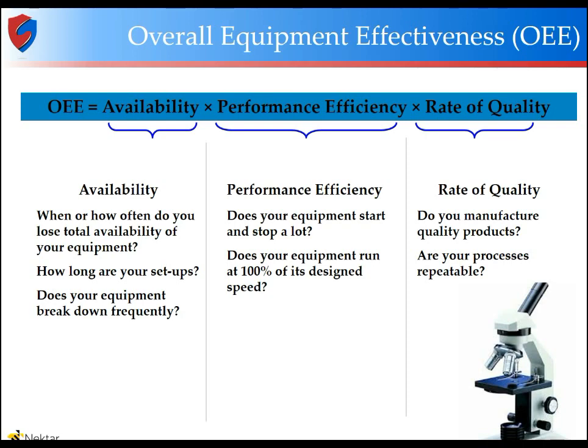Under availability, we're looking at all the things that make that piece of equipment unavailable to us. So that would be maintenance, setups, changeovers, and we need to monitor and measure how often that piece of equipment is not available for use. Performance efficiency. Does your equipment start and stop a lot? Is it running at the design speed? If it was designed to run at a certain speed, do you find that with time you have to run it slower and it works more reliably? We want it to run the way it was meant to run.